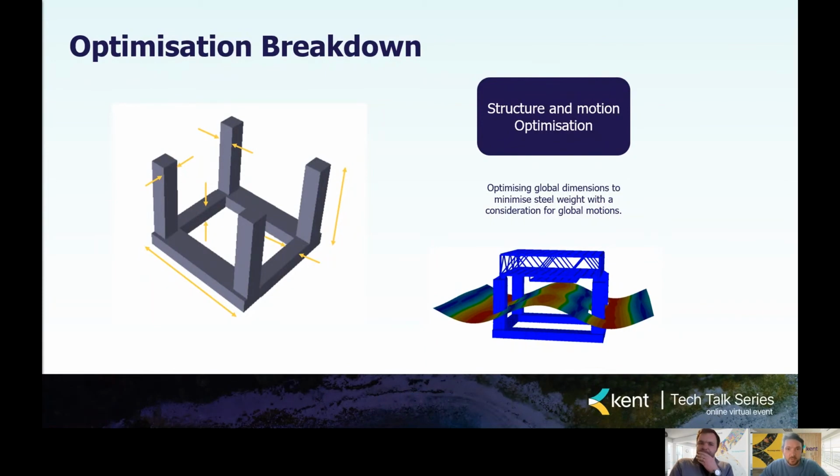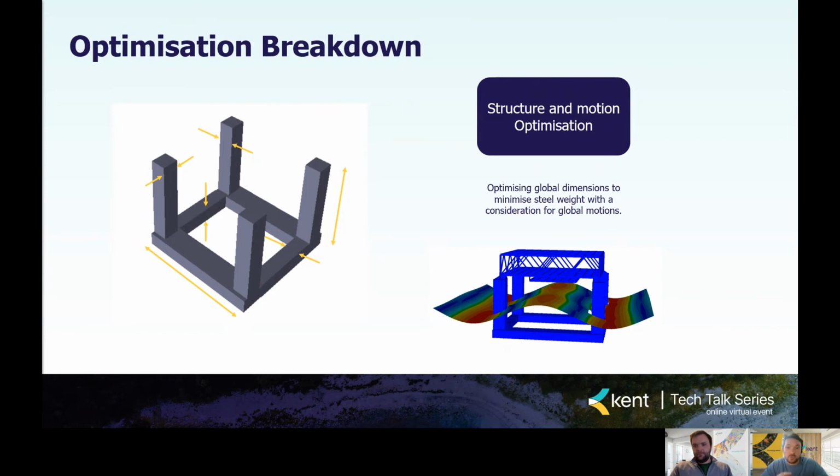The first is a global sizing study where we're optimizing the main dimensions of the platform with 2 targets. So firstly, to try and minimize the steel weight, and secondly, to minimize the topside accelerations. So these are two conflicting criteria, and the purpose of this study is to try and target the ideal level of performance of a platform balanced against the cost of the platform.